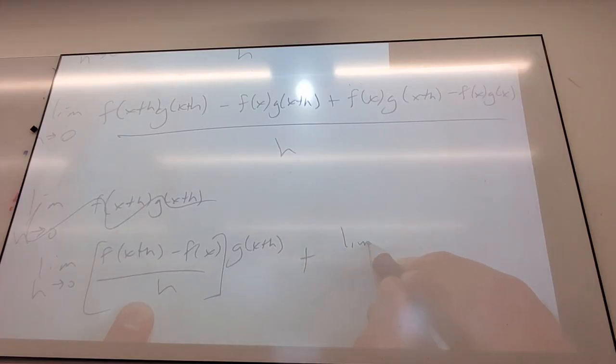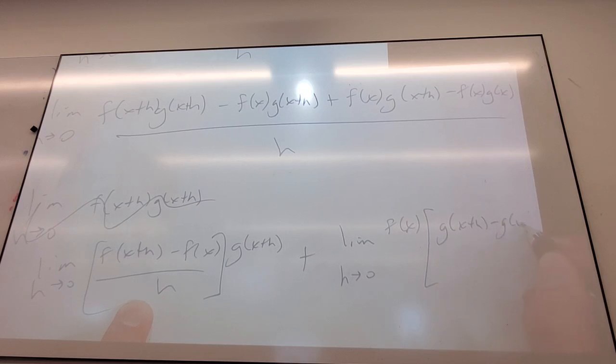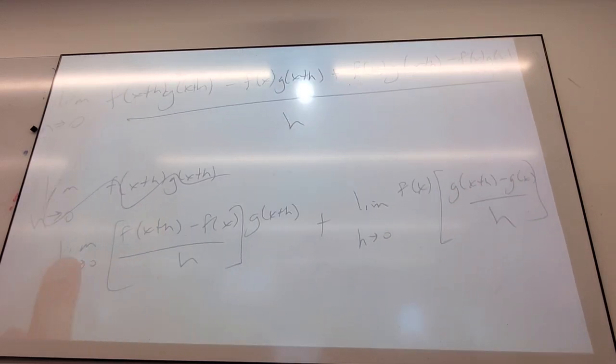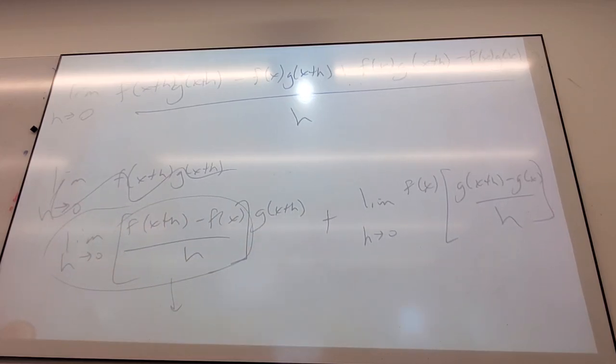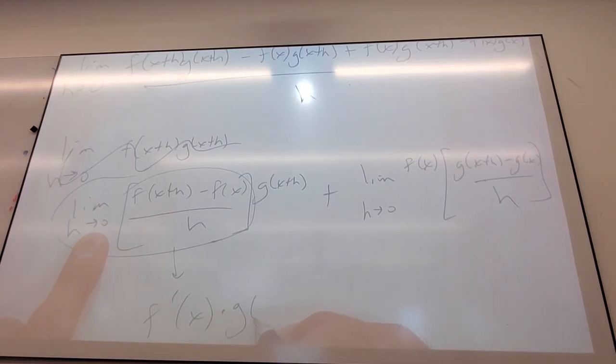Plus, what comes out of this top? f of x, and then what's left? g of x plus h minus g of x over h. What is the limit of this? What is this the definition of? f prime. And what do I get when I let h go to 0 here? g prime.